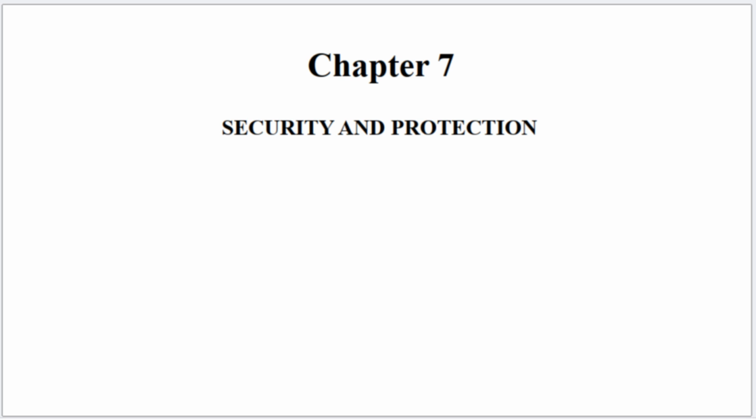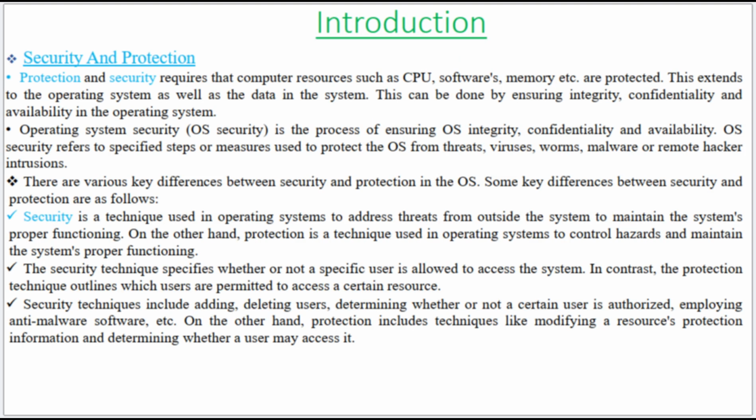Chapter 7: Security and Protection. 1. Introduction. Security and protection require that computer resources such as CPU, software, and memory are protected. This extends to the operating system as well as the data. This can be done by ensuring integrity, confidentiality and availability in the operating system.